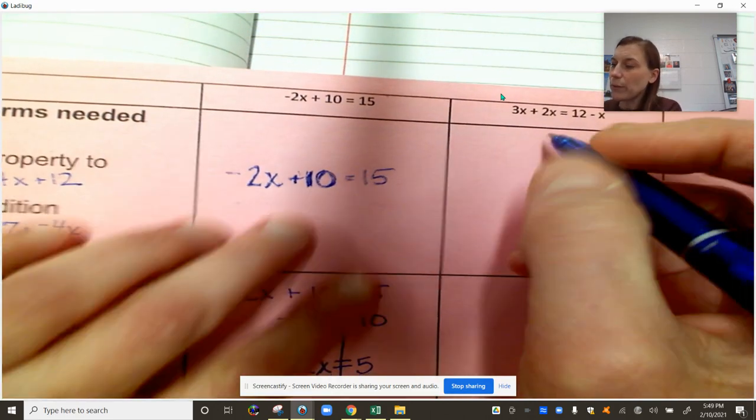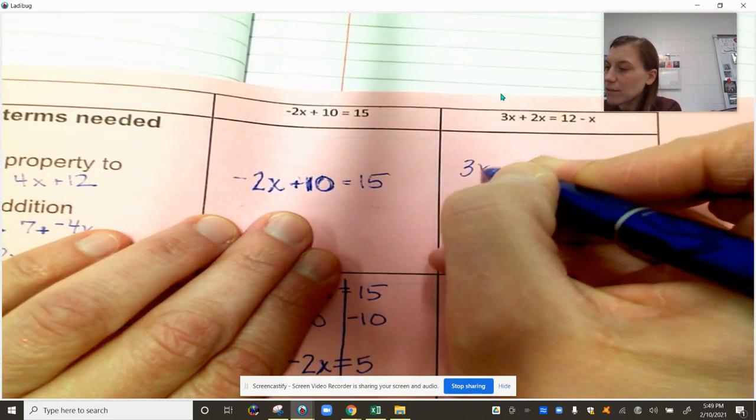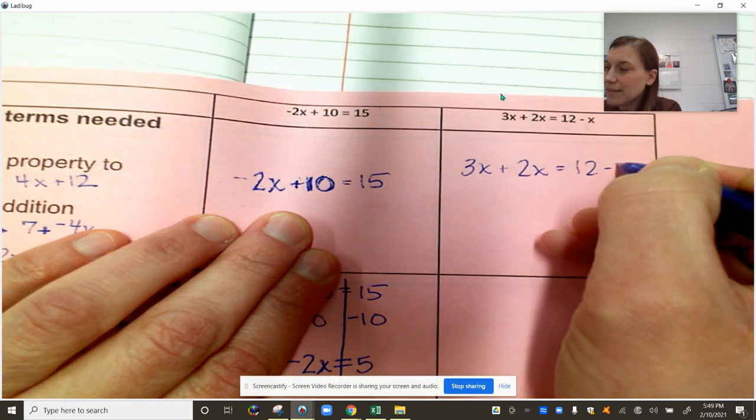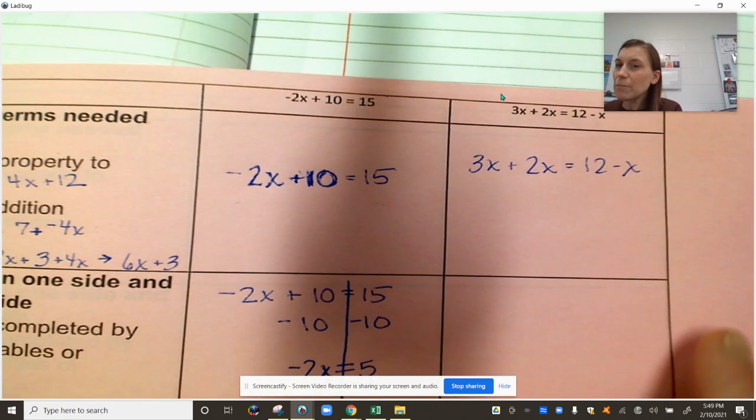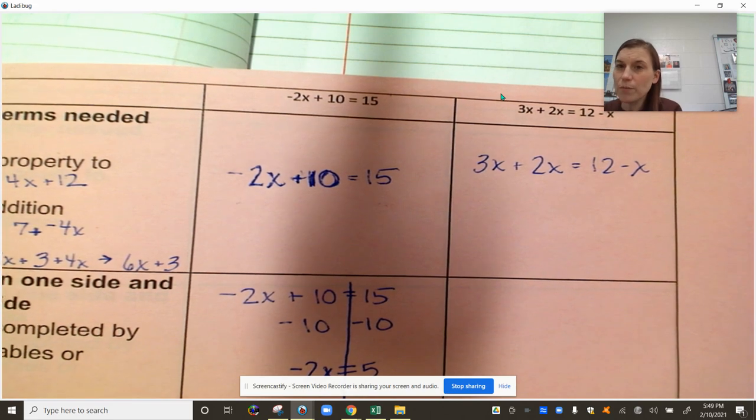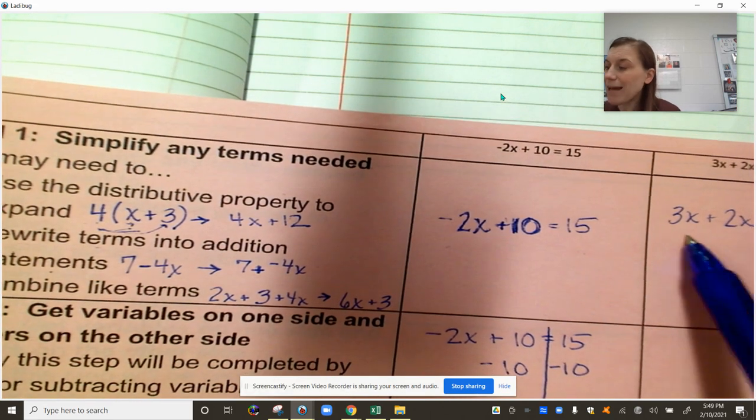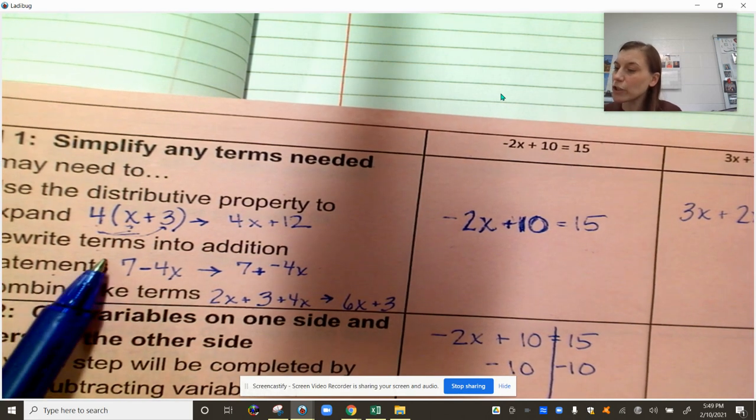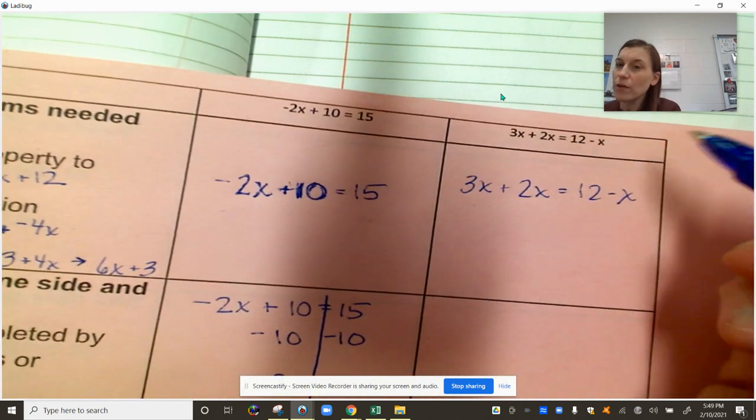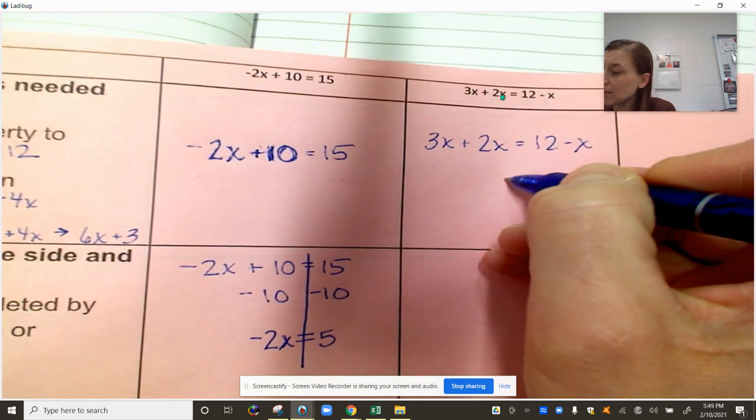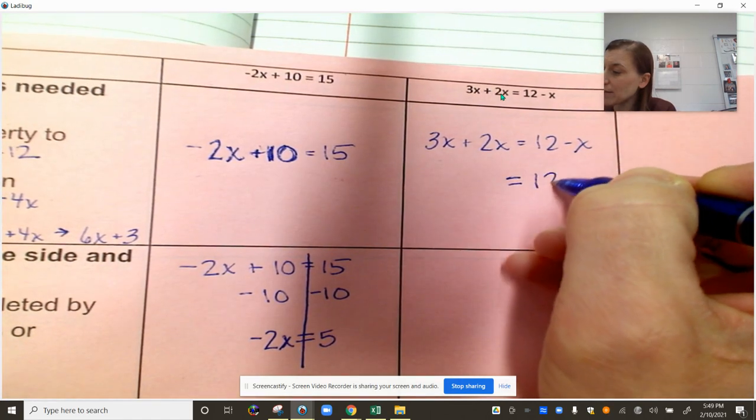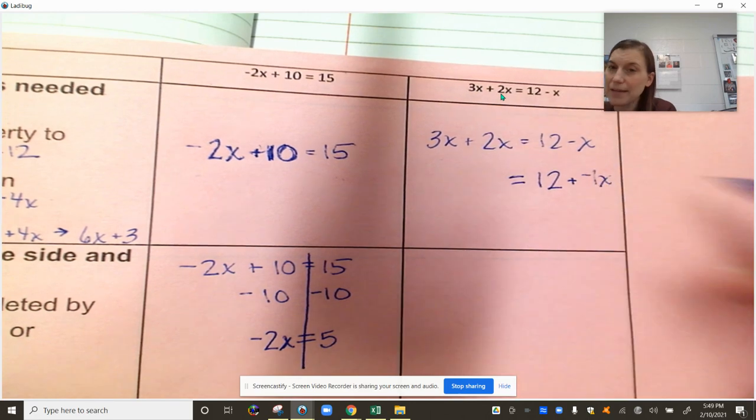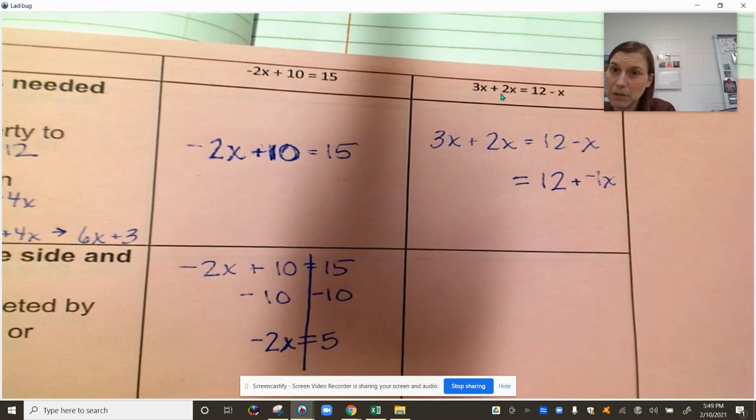So let's look at this other equation we have. 3x plus 2x equals 12 minus x. Well, as I look at my first goal, it says use the distributive property to expand. I don't have any parentheses, so I don't have to worry about that. Rewrite terms into an addition statement. Well, the only one I have here is on this side of the equal sign. I could rewrite this as keep, change, flip, and make this a -1x if I wanted.